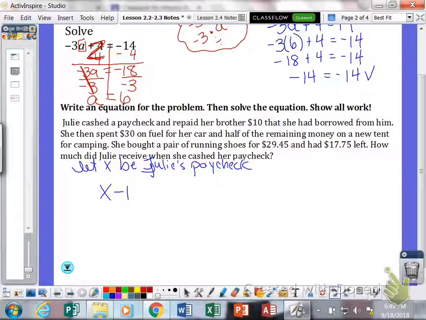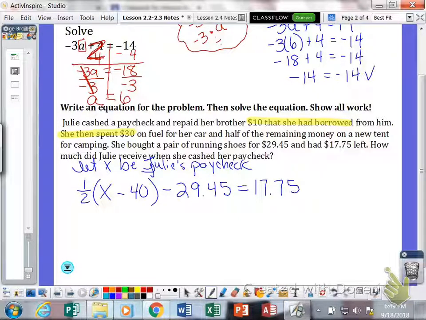Actually, let me back up a second here. So she repaid her brother $10 that she borrowed from him, and she spent $30 on fuel. So that's $40 that she used of her paycheck. So this is her paycheck minus $40. So X minus 40 would be what is left of Julie's paycheck. Of the remaining money, she spent half on a new tent. So we're going to cut that in half. So multiply by half. That was for the tent. Minus $29.45 for her running shoes, she has $17.75 left.